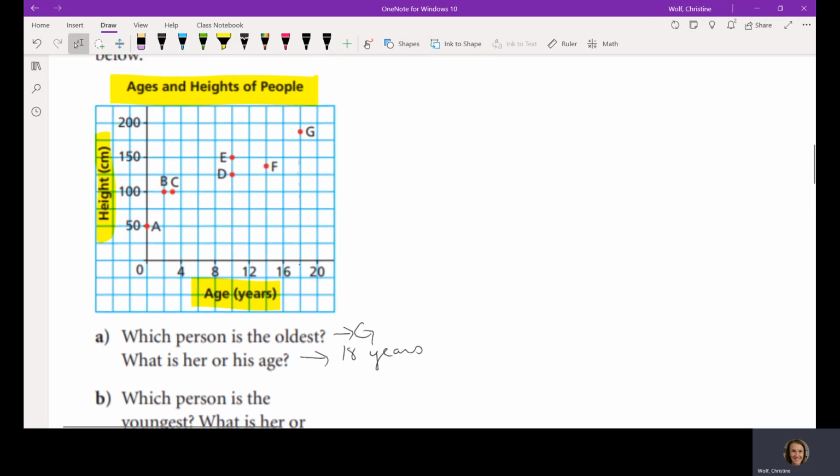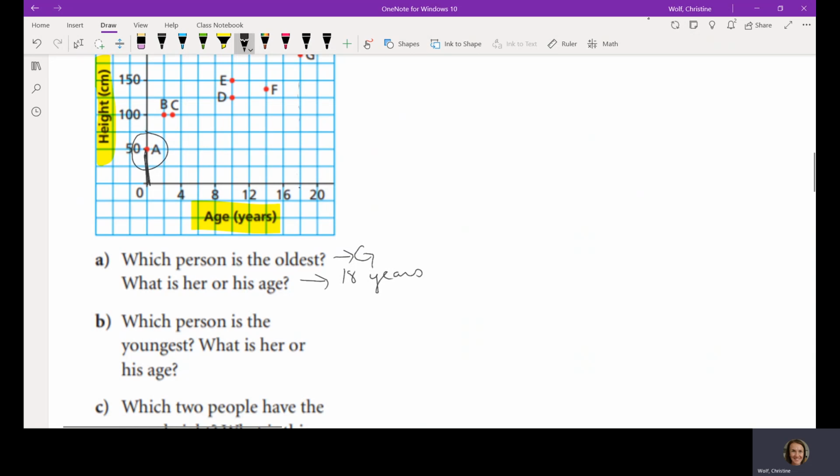So the youngest would mean we're going to look at the age here, but furthest to the left. Well, look at this. We have someone who's on the 0 for age. Okay, so obviously we're talking about a baby here. So which person is the youngest? That's person A. And what is her or his age? 0 years. So they just haven't had their first birthday yet. That's all that means. And they're short, obviously.